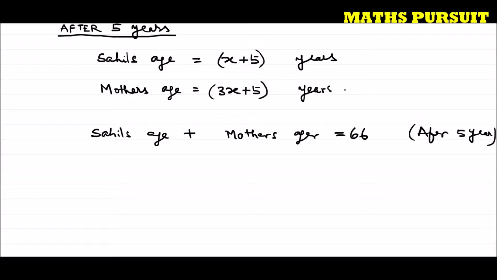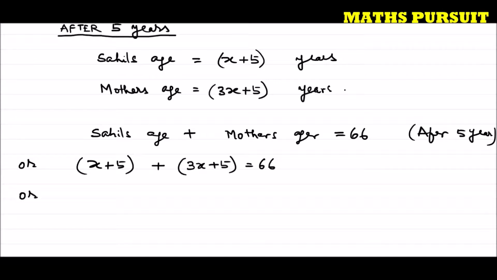So I can now replace the figures that we got. Sahil's age after 5 years, we got x plus 5. So I can write x plus 5 plus mother's age 3x plus 5, that is equal to 66.